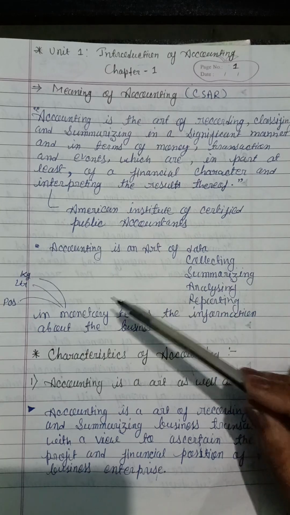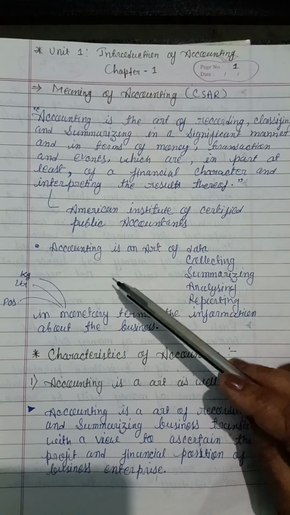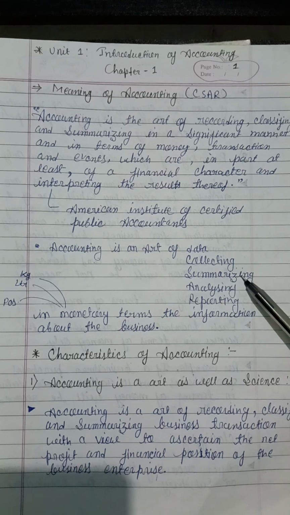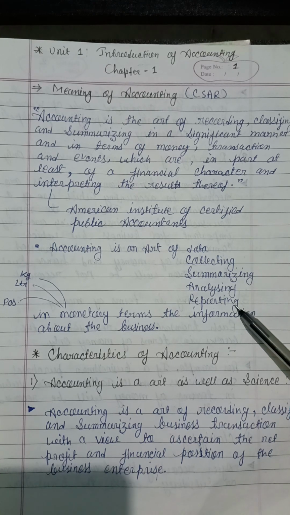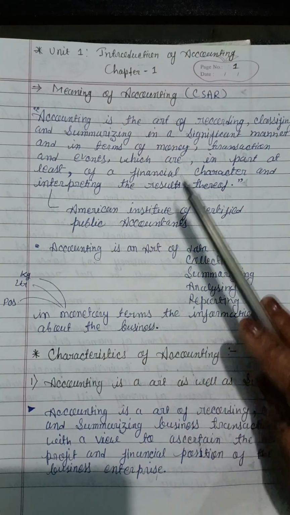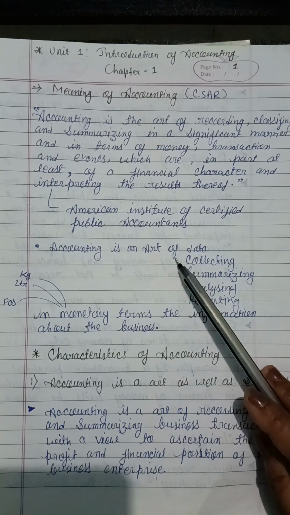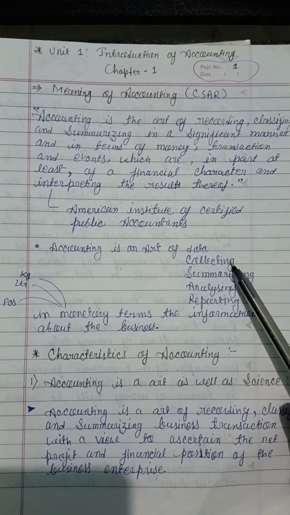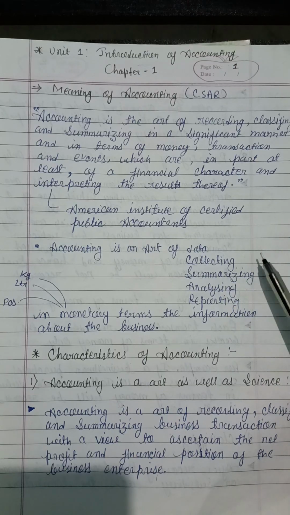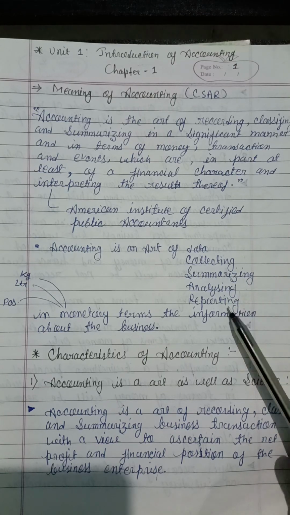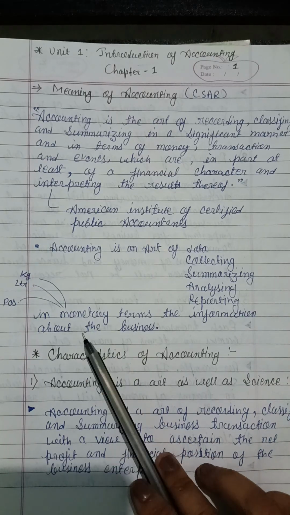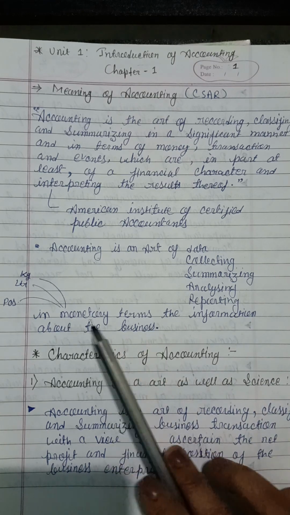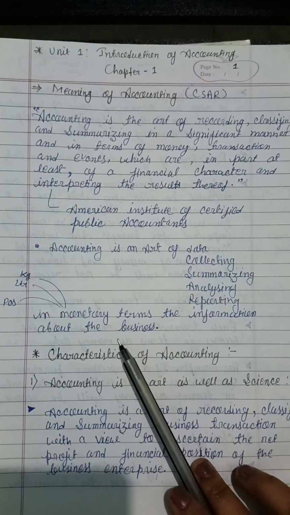In a short way you can understand better. First, accounting is an art of data collection, summarizing, analyzing and reporting. How? In the beginning we know accounting is an art. How is it an art? First, in accounting we are collecting the data. After that we are summarizing in a separate manner. After that we are analyzing and creating a report in monetary terms, the information about the business.